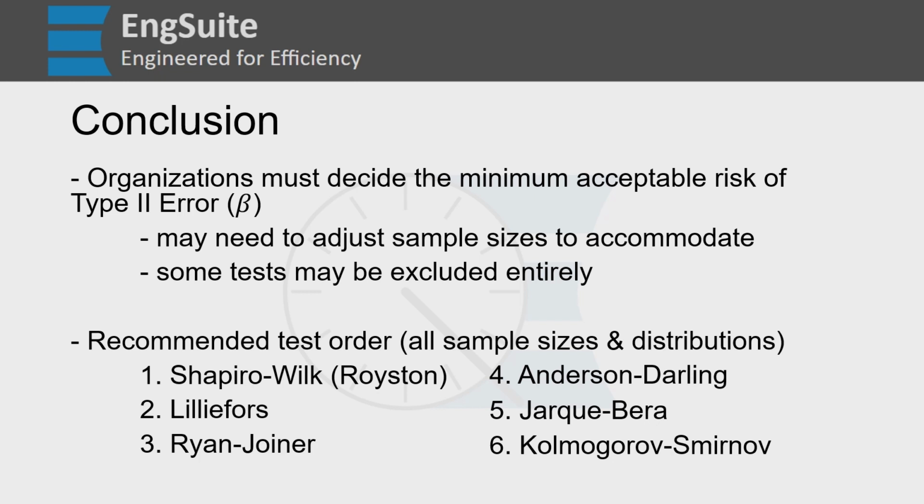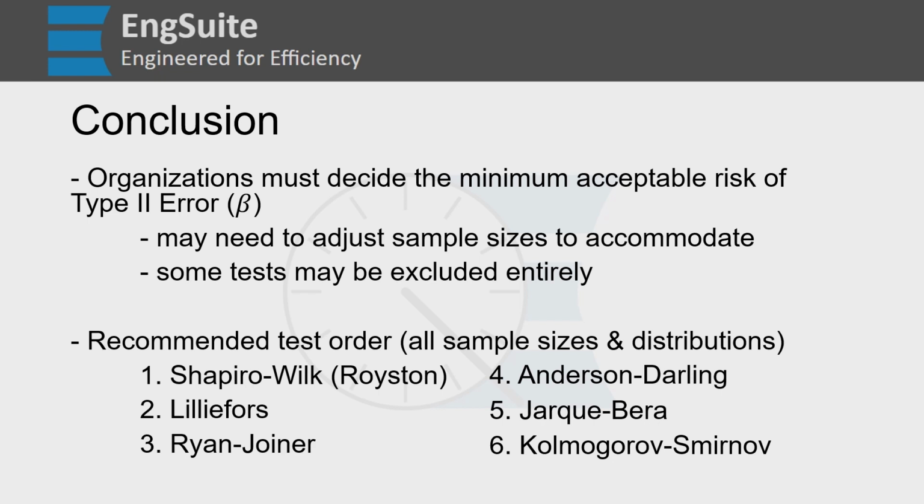And then the last thing I want to finish on is our recommended testing order. This is across all sample sizes and distributions, and this holds true pretty much for asymmetric or symmetric at all sample sizes. You're just going to see a couple of switches between Shapiro-Wilk and Lilliefors and the AD and Jarque-Bera. So just know these two are pretty much comparable, and these two are pretty much comparable in any scenario that you're really going to be looking in.